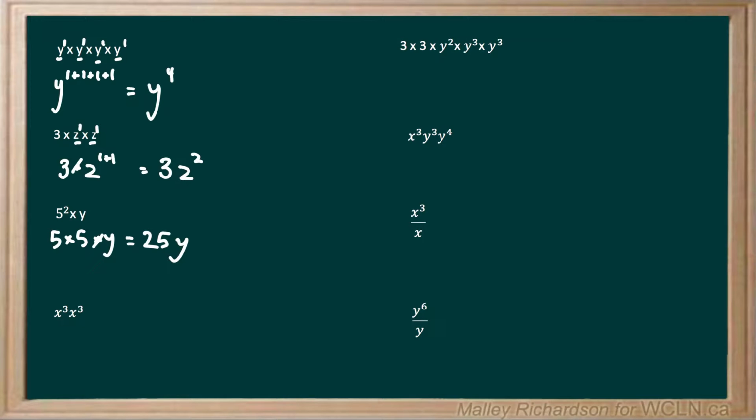Now we're left with x to the power of 3 times x to the power of 3. So because they have the same base, we can add the exponents and we get x to the power of 3 plus 3, which gives us our final answer of x to the power of 6.